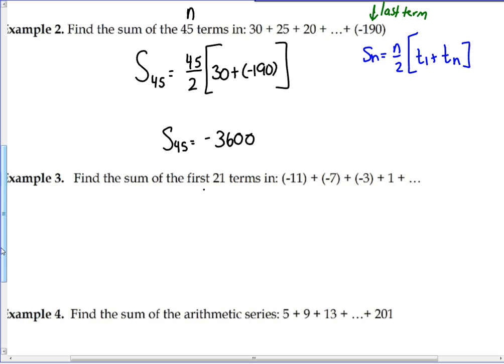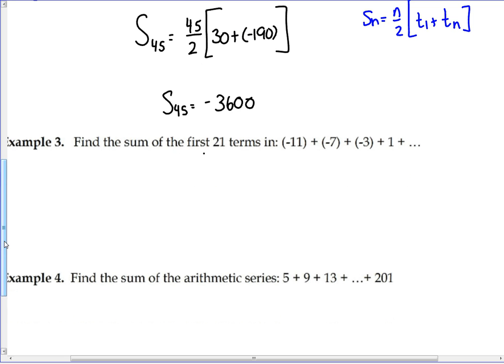Next one, find the sum of the first 21 terms. What do we know? You know your first term?